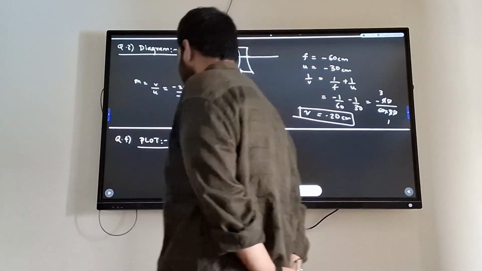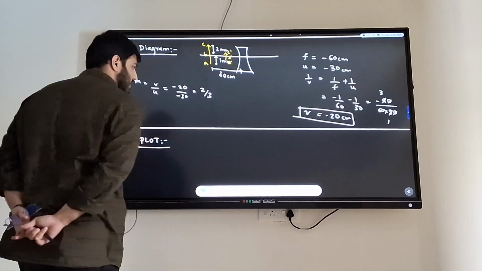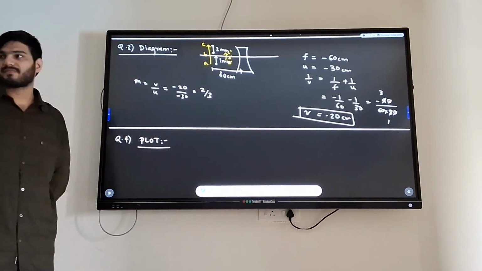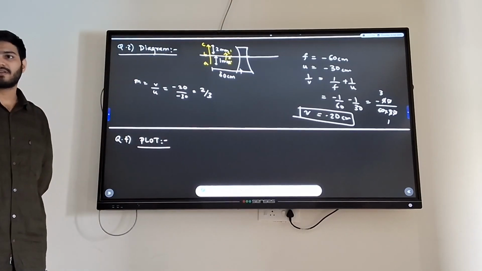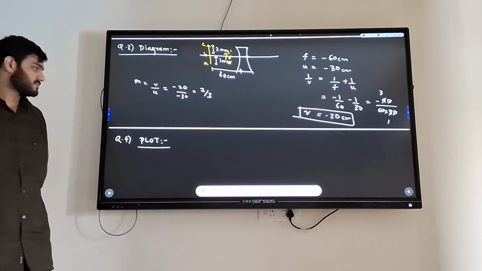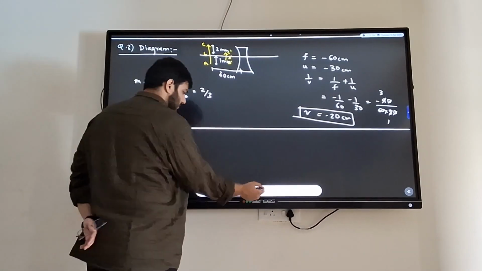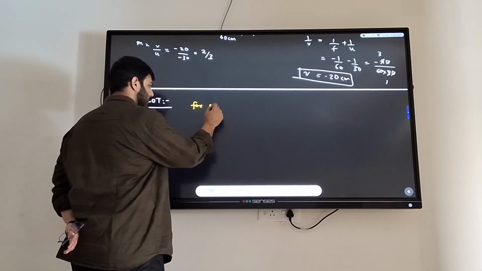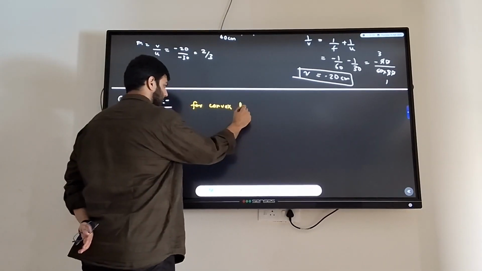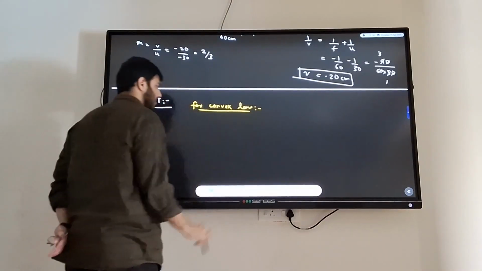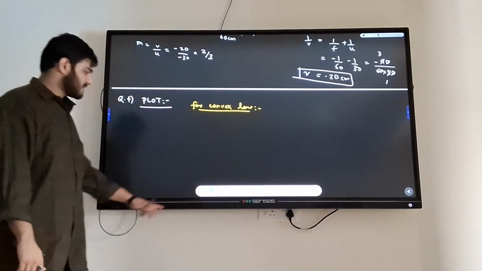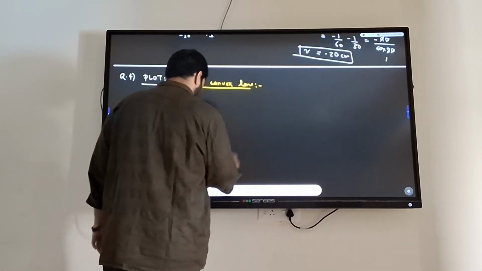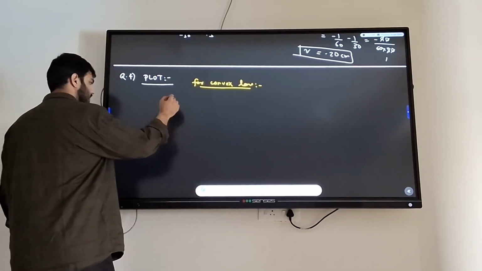I should start then. Nobody even gave me the 1 by v versus 1 by u graph. That was a simpler one. I am talking about lenses, to be specific, for a convex lens. For a convex lens, we are trying to make 1 by v versus 1 by u. Let me write the graph here.